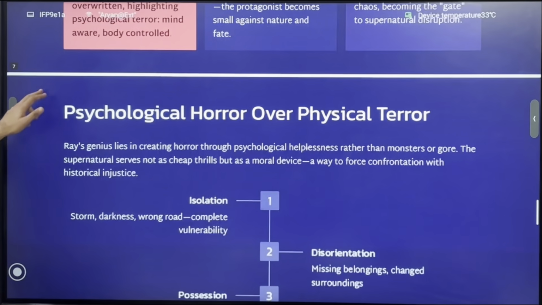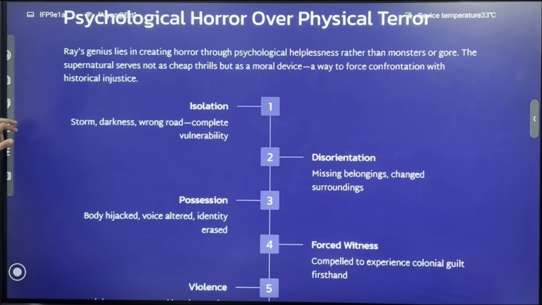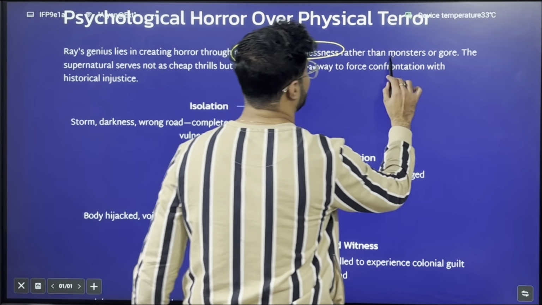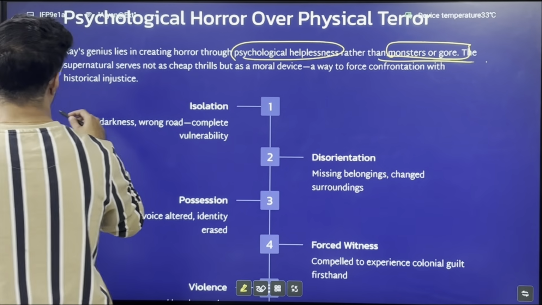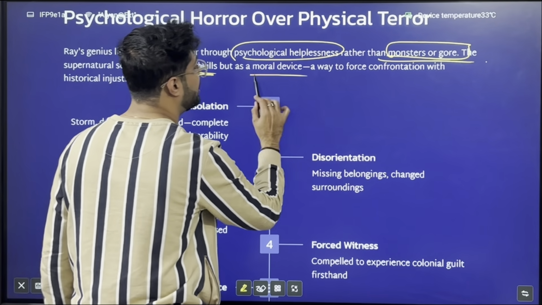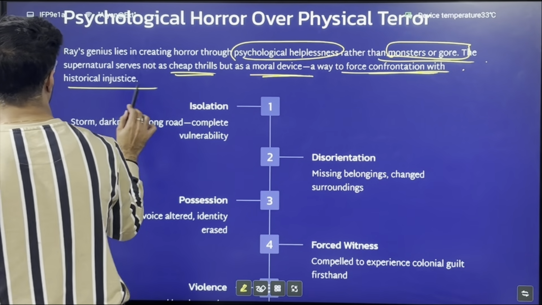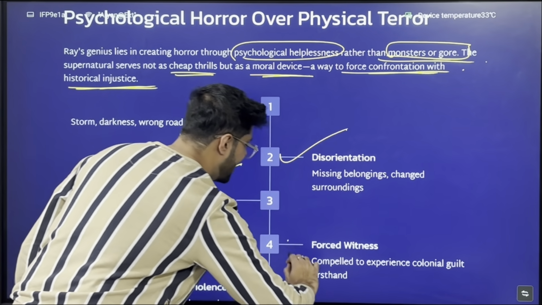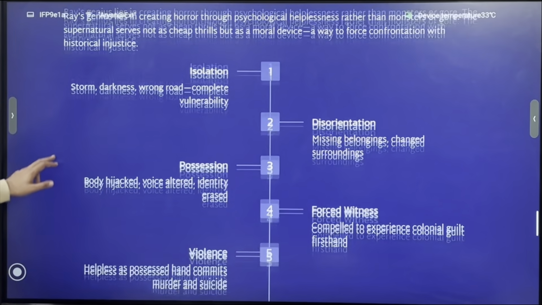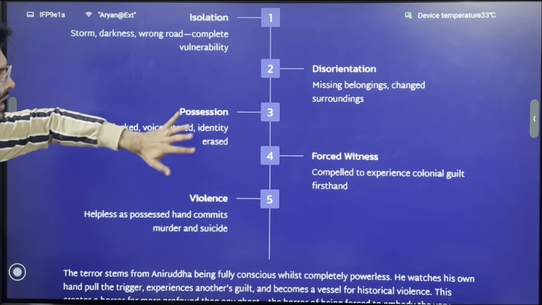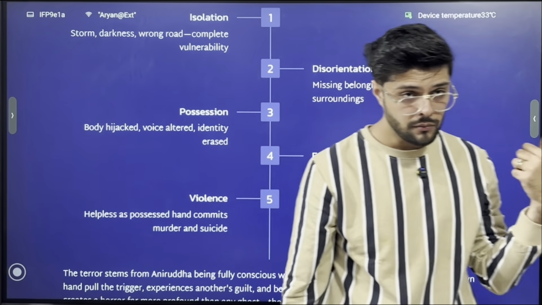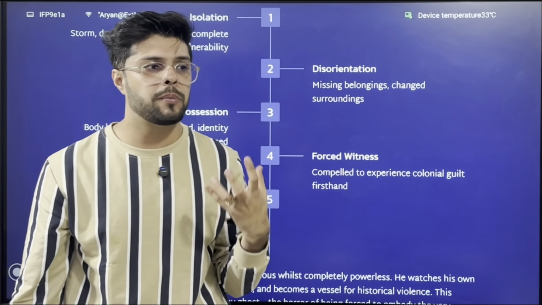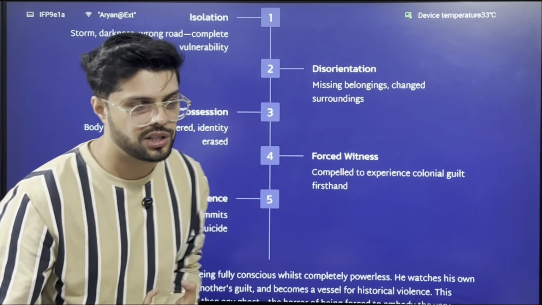Okay? And then there is a psychological horror over physical terror. Ray's genius lies in creating horror through psychological helplessness rather than monster or gore. The supernatural serves not as a cheap thrill but as a moral device, a way to force confrontation with historical injustice. So there is isolation, there is disorientation, there is possession, and there is forced witness. At the same time, there is violence in the story. These are the five elements which make Indigo a masterfully blended, perfect horror yet psychological projection of guilt sort of a short story. Okay.